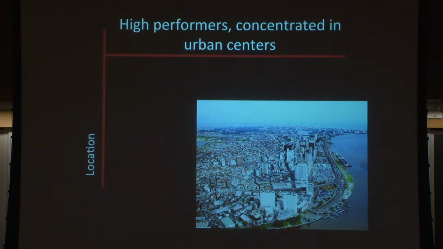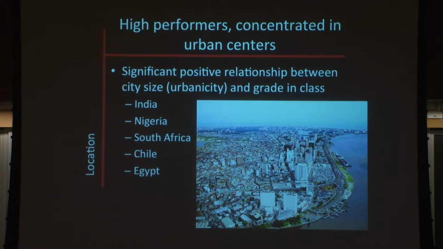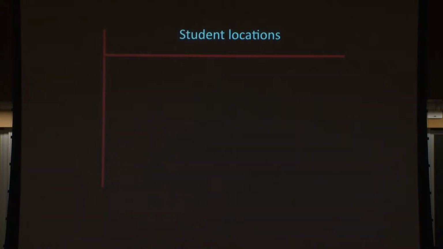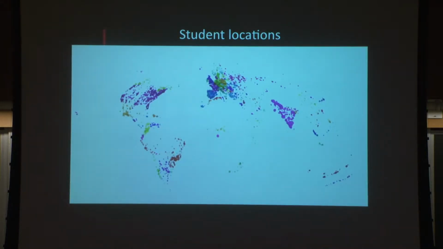Participants, and in particular high performers, are concentrated in large urban centers. Overall, being in a larger city was not related to higher achievement once you control for behaviors and other student background factors. However, in certain locations, and indeed these were in countries with major urban spaces and a notable rural-urban divide, there was a strong, positive relationship between city size, being in a large urban center, and grade in the class. You can see clusters of students in our heat map of student login locations.